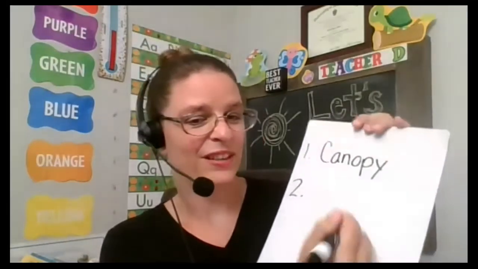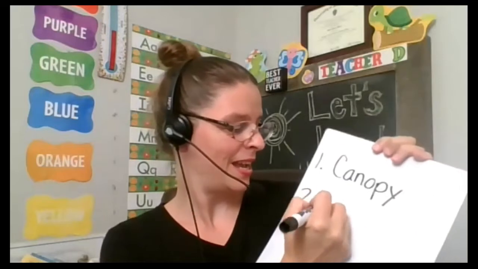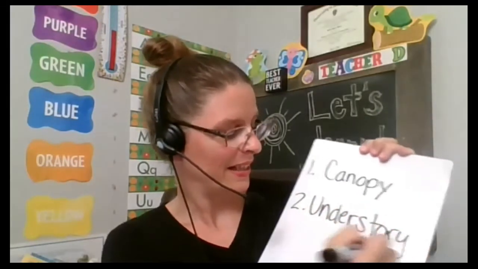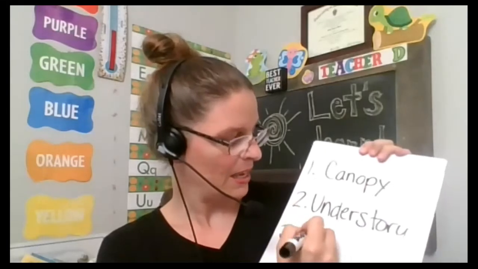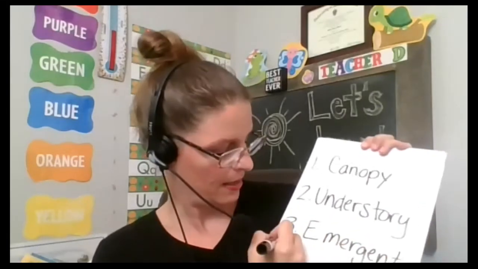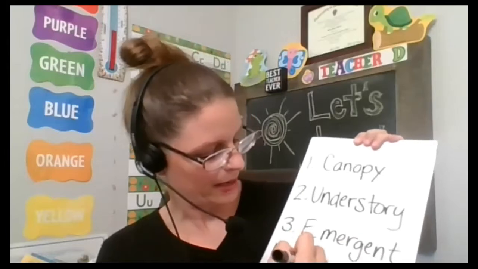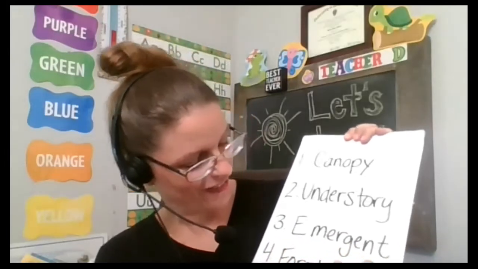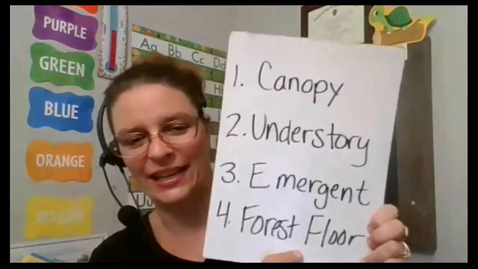The next one we are going to talk about is called the understory. And then we have the emergent. And now the easiest one is probably this one, forest floor, right? That's pretty self-explanatory.